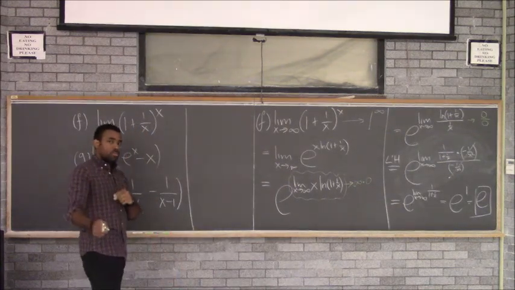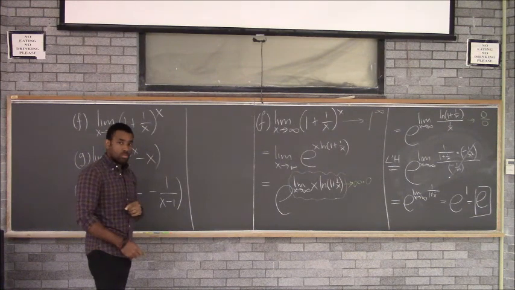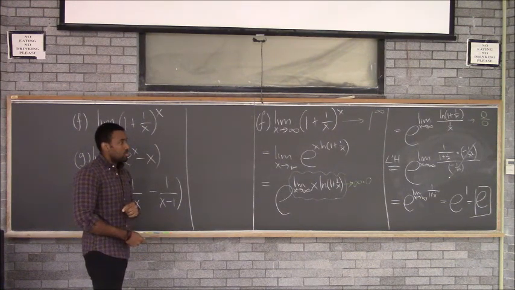What was your question? So how do we know to divide by 1 over x?